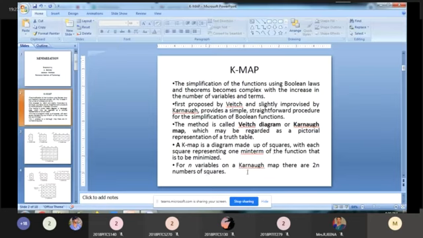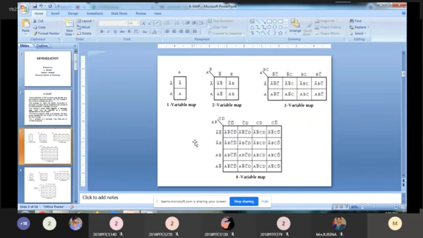An n-variable K-map will have 2 power n squares. If you are using a 2-variable K-map, there will be 4 squares, 2 power 2. So these are the types of K-map: 1-variable K-map, 2-variable K-map, 3-variable K-map and 4-variable K-map.